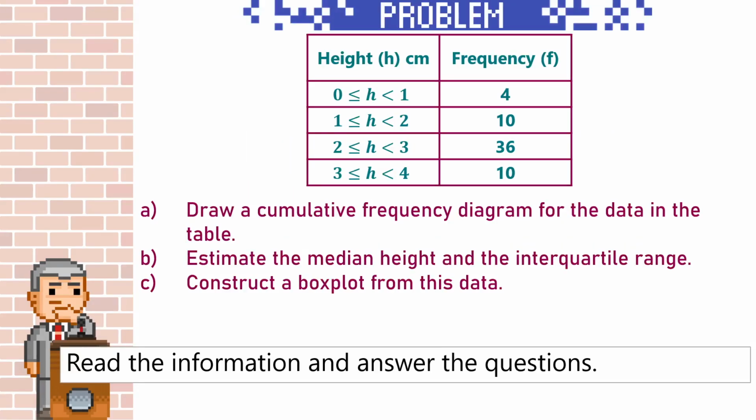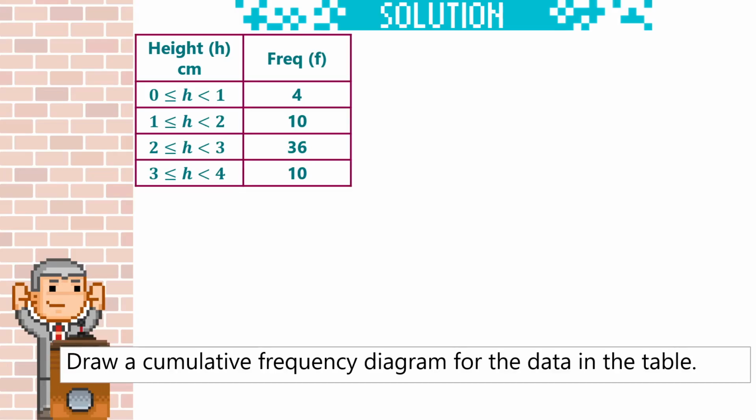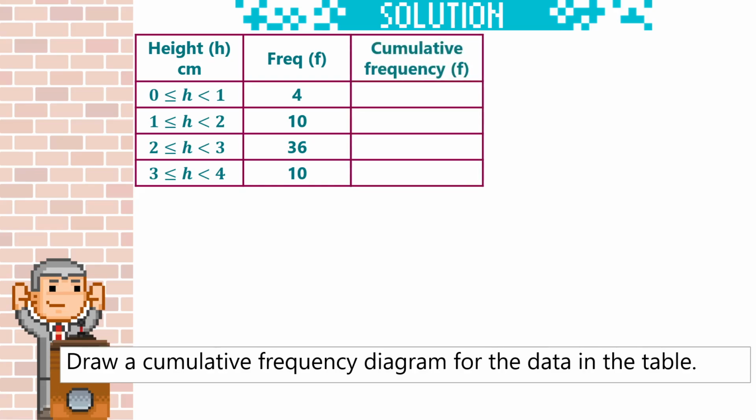Let's have a look at these questions. To draw a cumulative frequency diagram, we need to start off by adding a cumulative frequency column onto our table. Now, we're going to start off with the 4 because we've got a frequency of 4, add the 10, add the 36, add the 10.